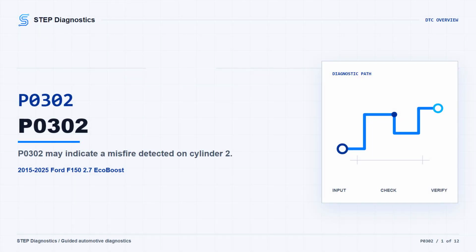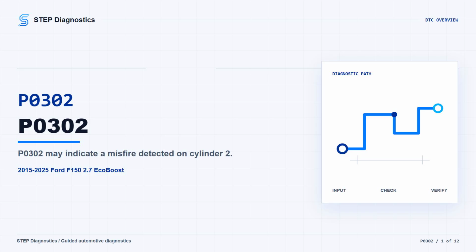P0302 is a cylinder 2 misfire code. On this F150 with the 2.7 EcoBoost, the truck may idle rough, stumble under load, lose power, or turn the check engine light on. The fault area can be ignition, fuel, air and vacuum, mechanical condition, wiring, connectors, or module input and output control. Don't turn this into a part swap.